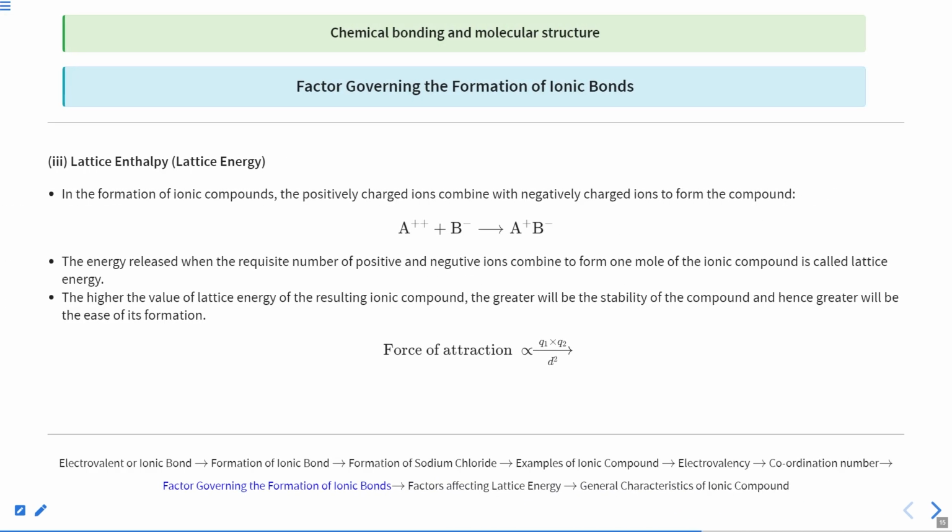Next is lattice enthalpy or lattice energy. Whenever 1 mole of lattice is formed, the energy released during the formation of 1 mole of a lattice is called lattice energy. Clear?